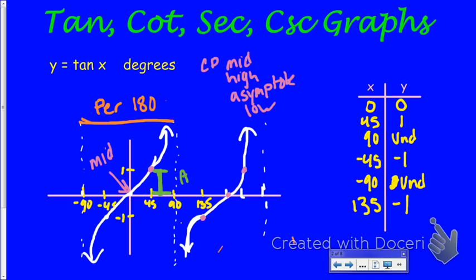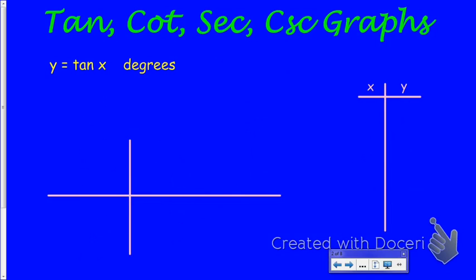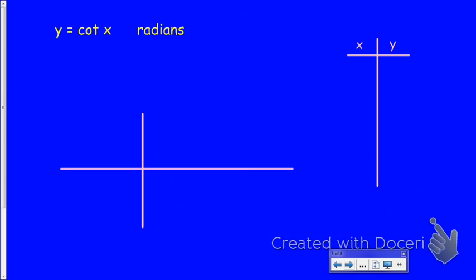Alright, so the next thing we're going to look at is the cotangent parent function. And we're going to see what the differences are between cotangent and tangent. We're also going to do this graph in radians, so it'll be a little bit different. So I'm going to pick some easy radian values. Let's do 0, pi over 4, pi over 2, 3 pi over 4, and pi.